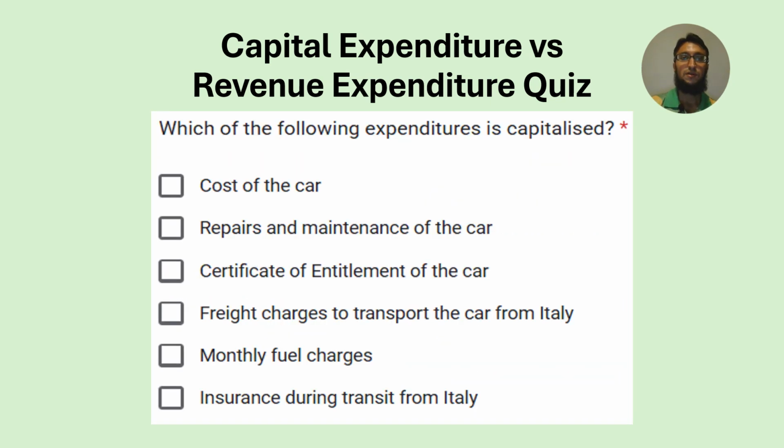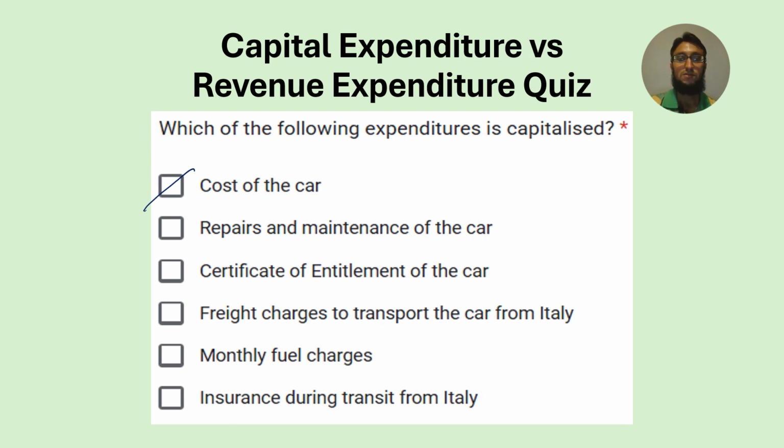Alright, moving on to the next question. Which of the following expenditures is capitalized? That means it will be recorded in the statement of financial position as a non-current asset. Cost of the car is one of them. Repairs and maintenance of the car would normally be something recurring, so it is not correct.